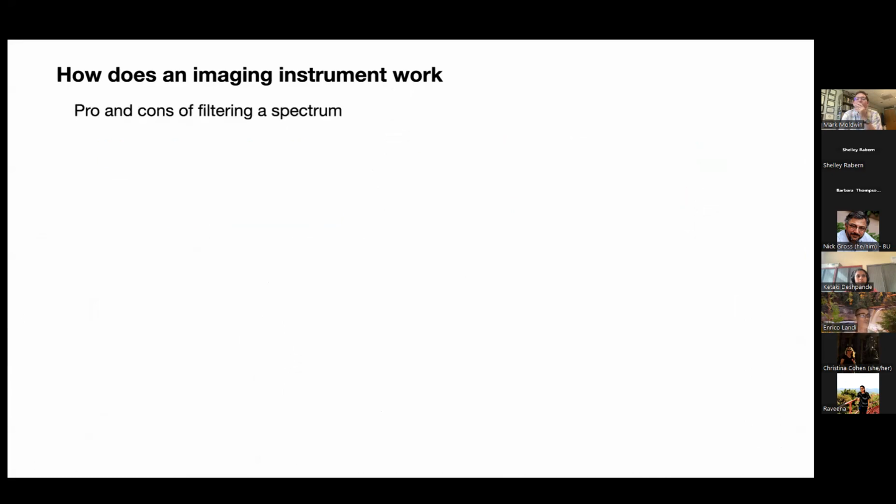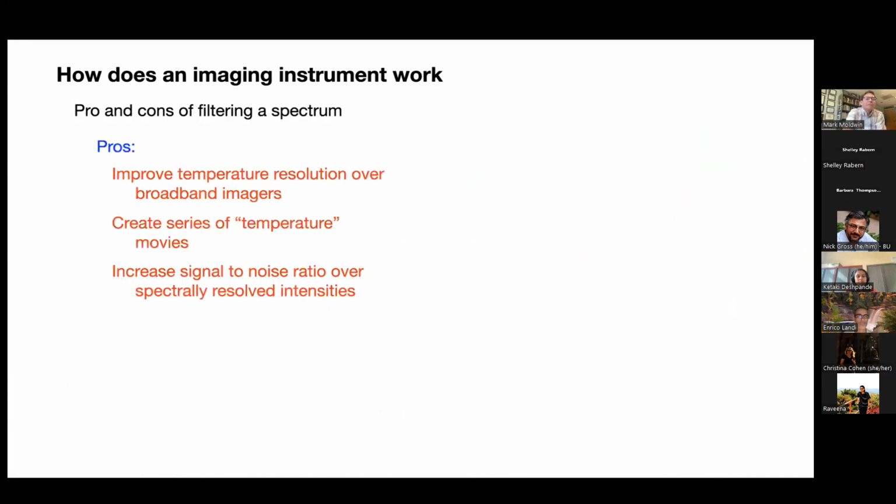What are the pros and the cons of filtering the spectrum? First of all, you improve, like we said, temperature resolution over instruments that let in a lot more lines and a much broader wavelength range. And by stacking one image after the other, I can create a movie of the temperature in a certain limited temperature range. And also, as you see, a spectrum spreads all the emission, say, in a spectral line, over several pixels, and so each pixel has less radiation. By summing everything, even if it is weighted, I'm increasing the signal to noise. And so these instruments tend to be relatively bright.